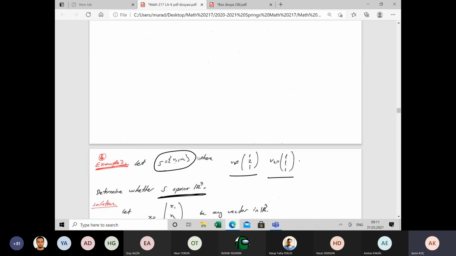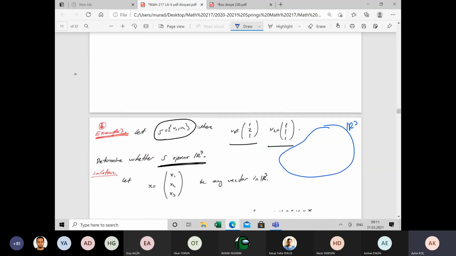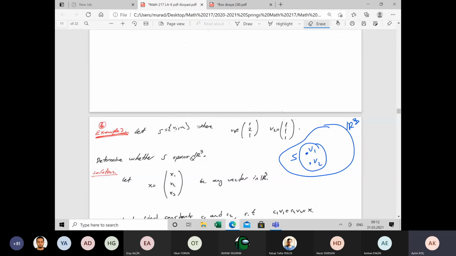But be careful here, S contains only two vectors and the space is R cube. It's okay. Use a different color, it will be appropriate. Take this one, R space, R cube. And S contains only two vectors, v1, v2. And here, our aim is to check whether S spans R cube or not. So what does it mean?